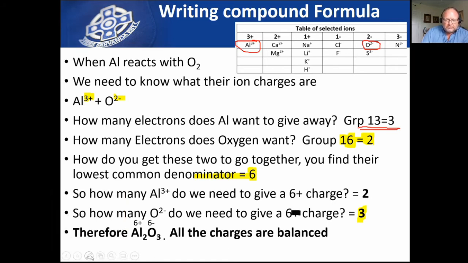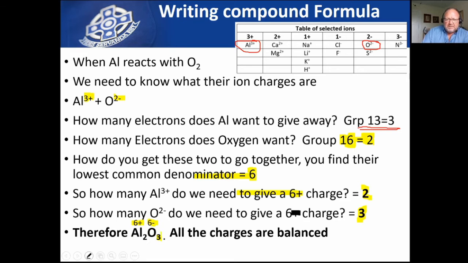So 2, how many 2's go into 6? 3. How many 3's go into 6? That is 2. Okay, so that means if we take 2 aluminiums, it's going to give us a charge of 6 plus. And if we take 3 oxygens, which is 2 minus, so 3 of them is 2 minus, 4 minus, 6 minus, and that balances out nicely. And then we have a balanced and stable molecule.